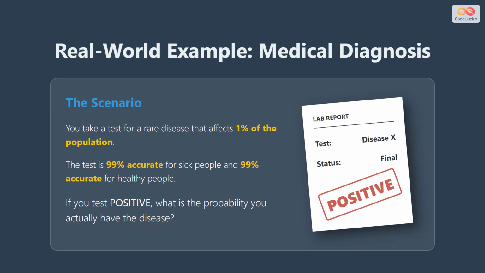Let's use a classic medical example to see why our intuition often fails. Imagine a test for a rare disease that affects 1% of the population. The test is 99% accurate. If you take the test and get a positive result, what is the probability you actually have the disease? Most people guess 99%.